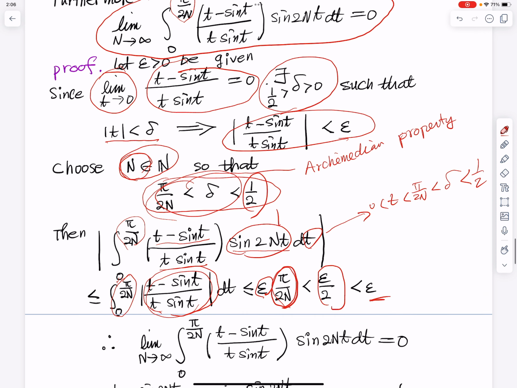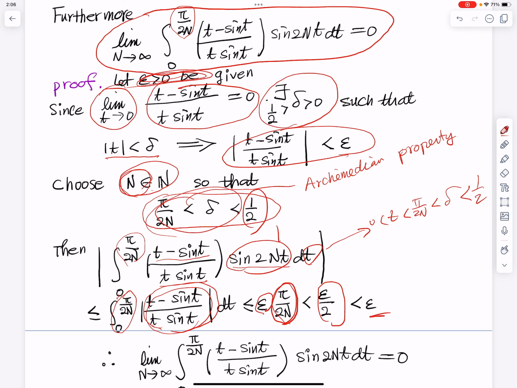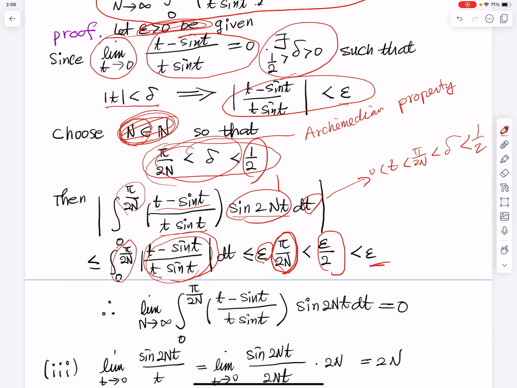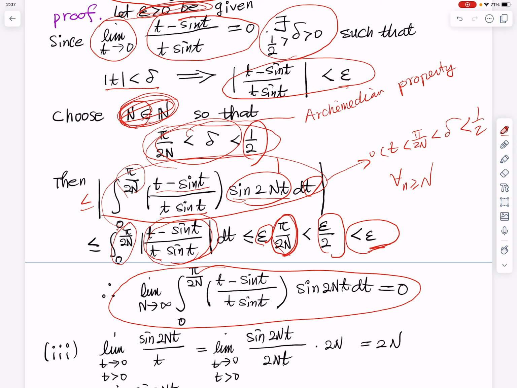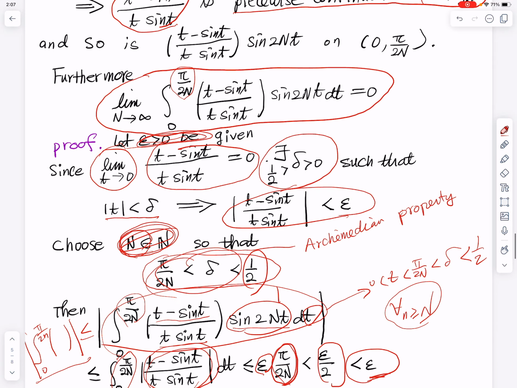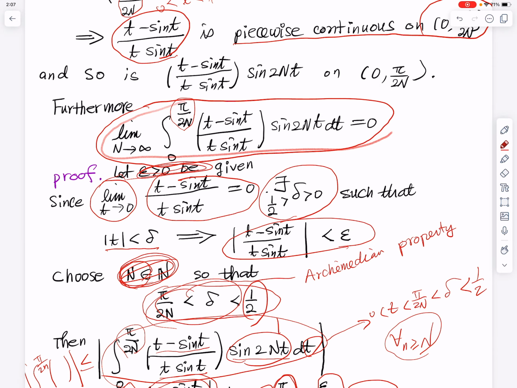So for a given epsilon, there is a large n such that this integral is less than epsilon. That's exactly the statement that the limit as n goes to infinity of this integral becomes 0. More rigorously, you should have n greater than large N, then this integral from 0 to pi over 2n has absolute value less than epsilon. But to prove this limit goes to 0, this is actually enough. So the limit of this guy becomes 0.